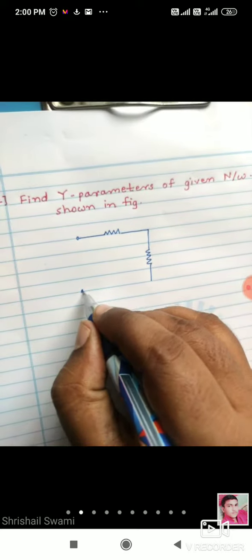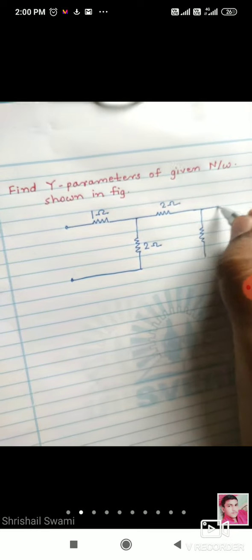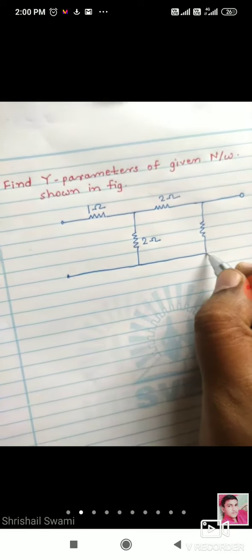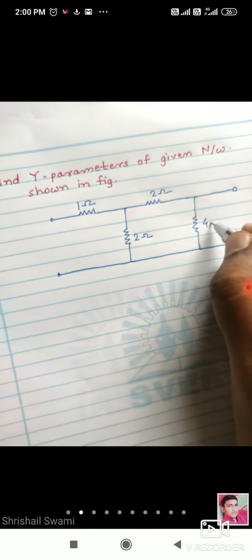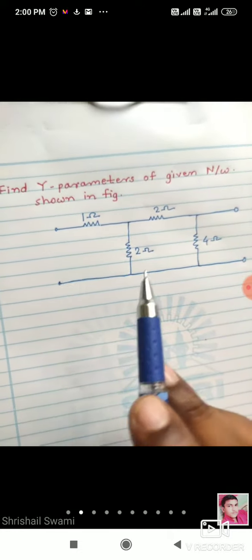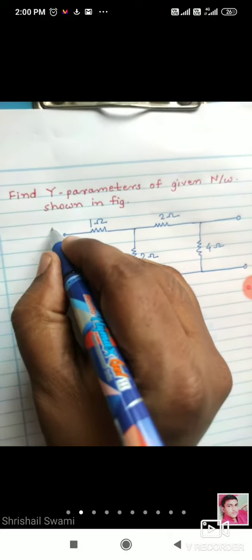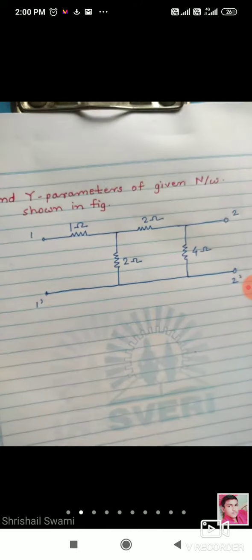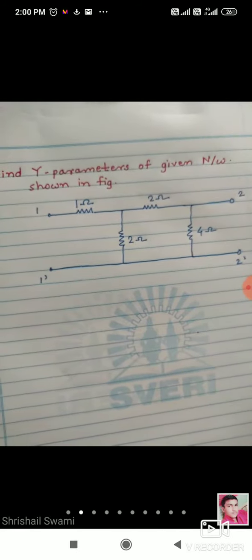So this will be the 1 ohm, 2 ohm. This will be again 2 ohm, and this will be 4 ohm. So this problem will be common for each and every parameter. Take one network and find out all its parameters. If you calculated the Z parameter and today we are calculating the Y parameter, once these two are understood, the next two will also be understood, meaning H and ABCD both you can understand. So that's why I have taken this example today.